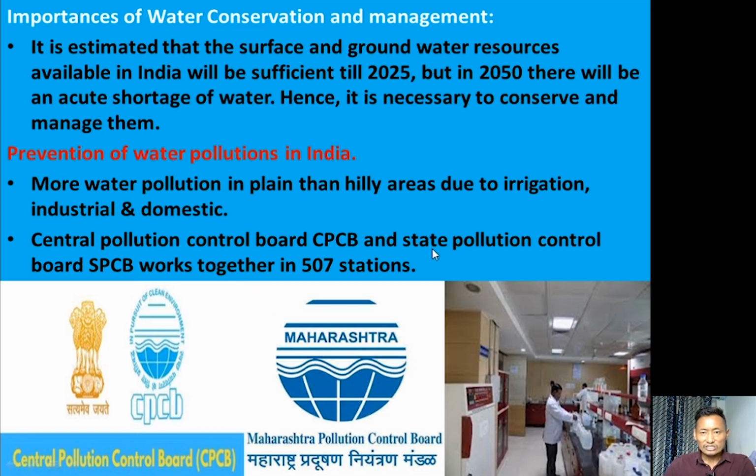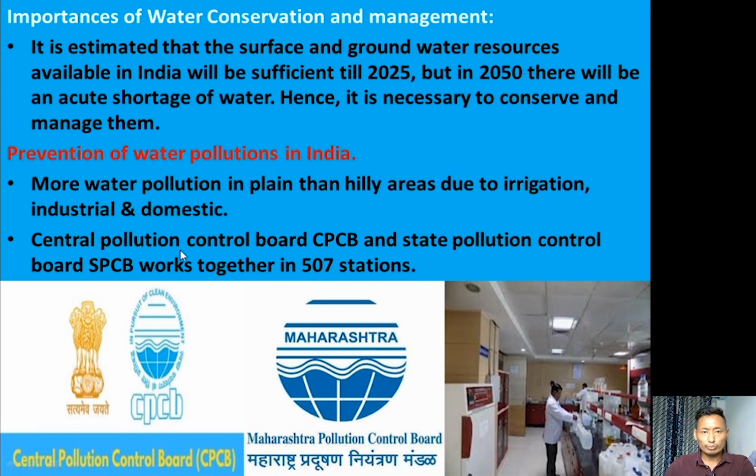And in each state of India, we have a State Pollution Control Board. For example, this is Maharashtra State Pollution Control Board. Likewise, we have Tamil Nadu, we have Himachal Pradesh. So each state of India has pollution control boards. The Central Pollution Control Board and the State Pollution Control Boards work together in order to prevent pollution.